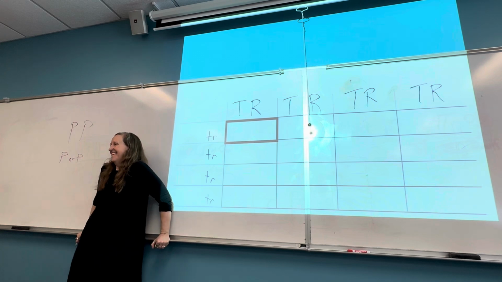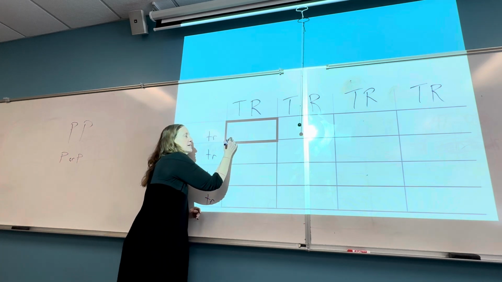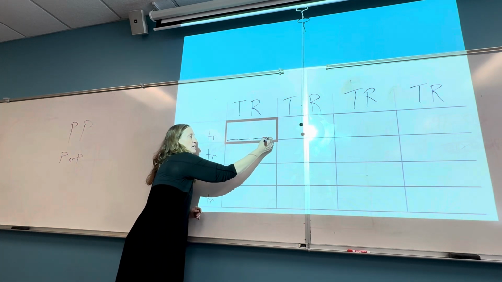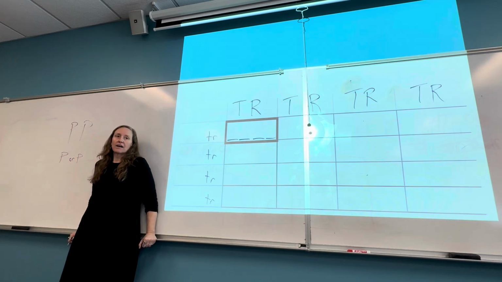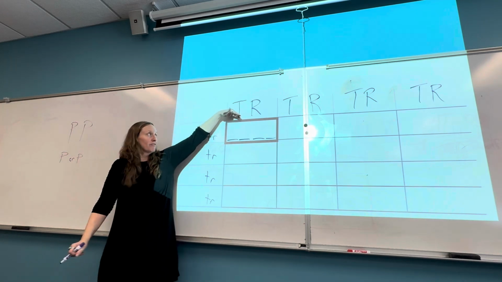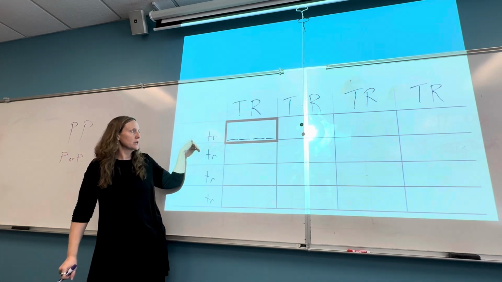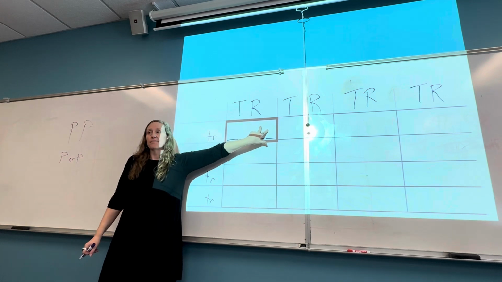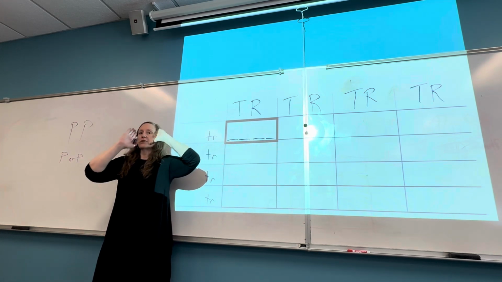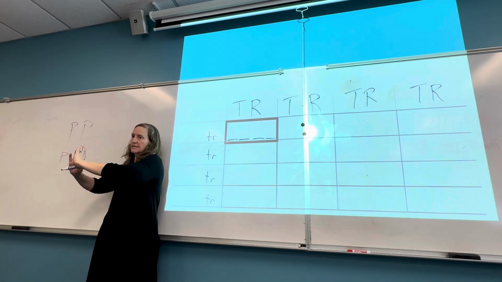Okay, how do we keep this organized? Think about rules of thumb for this. You're going to have 4 letters in each box. 2 come from mom, 2 come from dad, or vice versa. You're going to have 2 T's and 2 R's. Keep your T's in the first 2 places, keep your R's in the second 2 places.